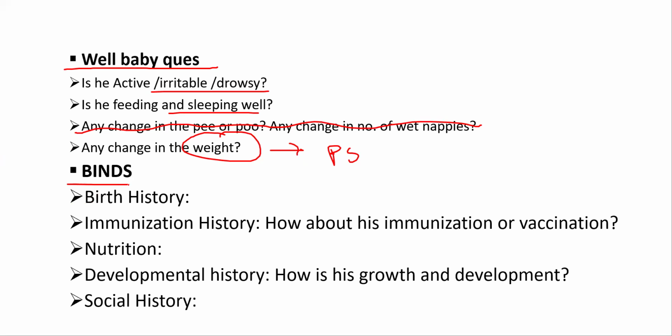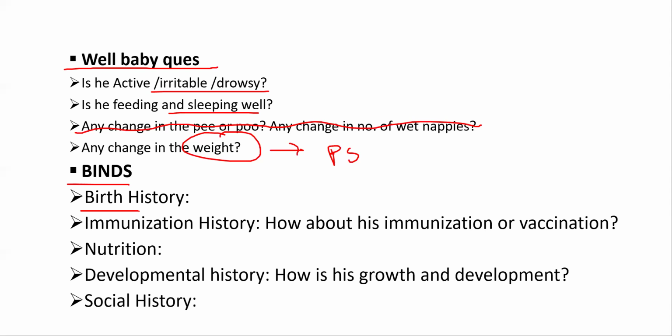After that, you go for BINDS. BINDS is a mnemonic for birth history, immunization, nutrition, development, and social history. For birth history, we ask very quickly: how was his birth? Was there any complication during or after delivery? Was he a term or preterm baby? And how was the mode of delivery, normal or cesarean section? That's usually what we ask in the birth history.